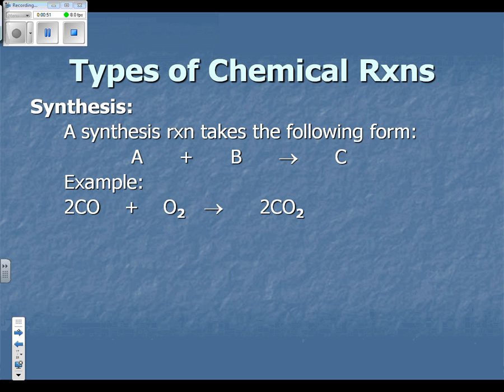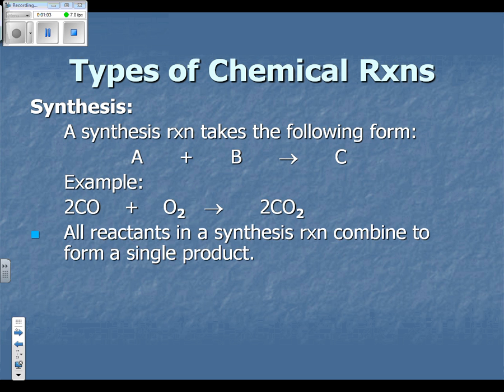Here we can see it play out in an actual example. We have carbon monoxide plus oxygen gas, and that is going to produce carbon dioxide. That is a synthesis reaction because we only have one product. So on your look for statements in your notes page, I want you to fill in look for a single product, and that will help you identify a synthesis reaction.